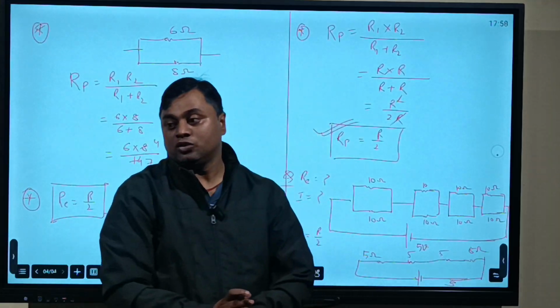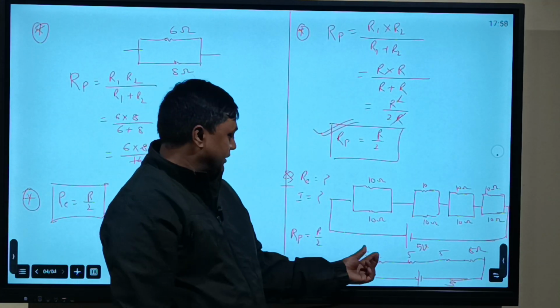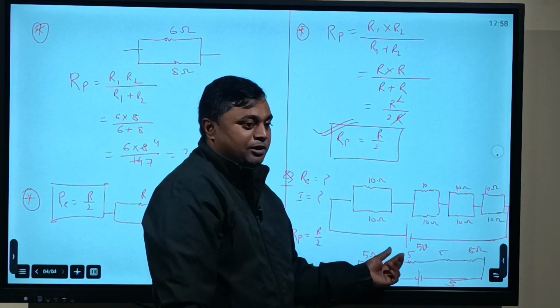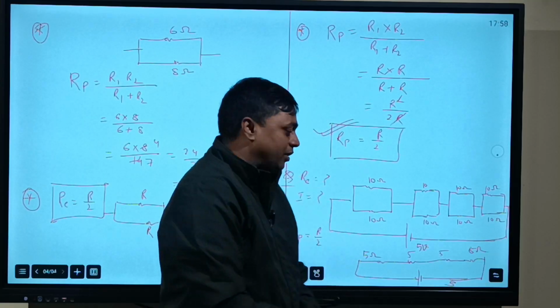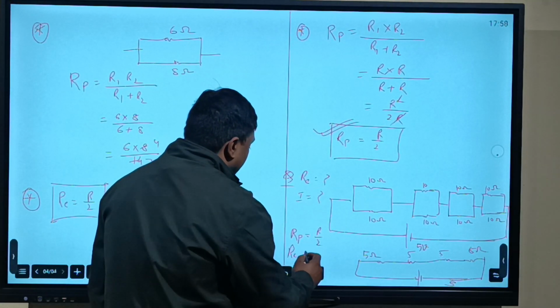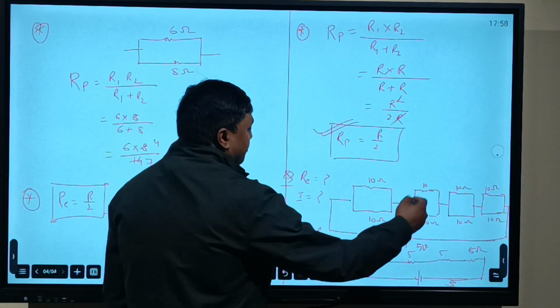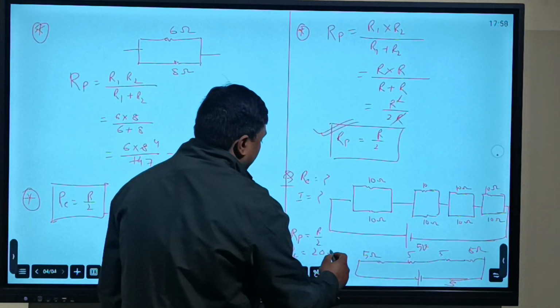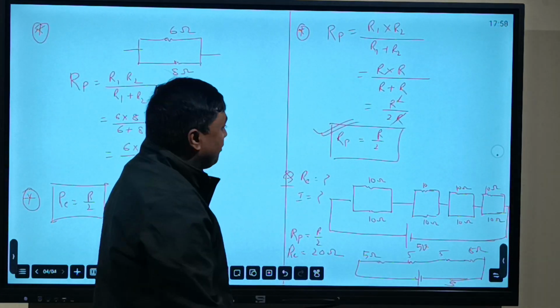They are now connected in series. These are series only. 5 plus 5 plus 5 plus 5. How much is R equivalent? Tell me. R equivalent will be how much? 5 plus 5 plus 5 plus 5, 20 ohm.